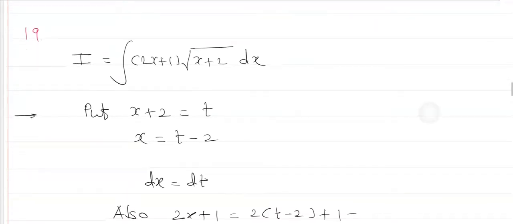The next problem number 19: I is equals to 2x plus 1 in root of x plus 2. This is the problem. Now I can write this in a proper shape. I is equals to integral of 2x plus 1 in root of x plus 2 dx.